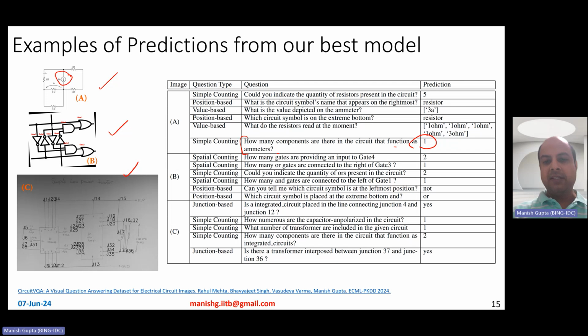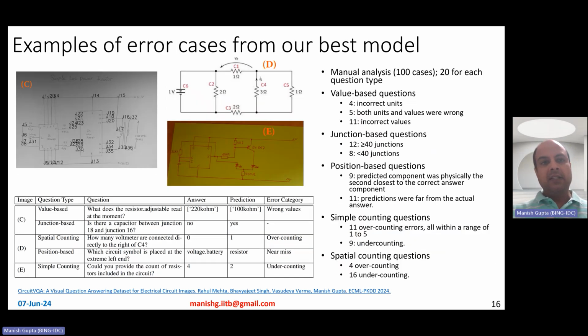Let's say, is there a transformer interposed between junction 37 and junction 36? So you need to figure out where 37 and 36 are. Yeah, that's there. And there seems to be a transformer here. So therefore, the answer is yes. Okay, that's that. But the model of course makes errors as well.